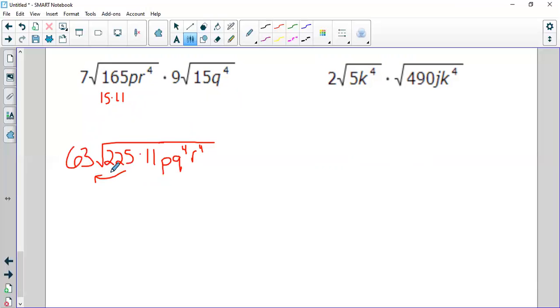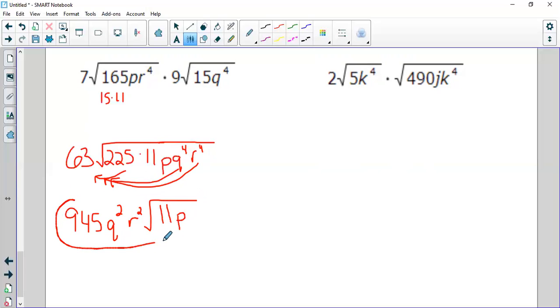So now let's take all of our perfect squares out. 225 comes out as a 15. So the 63 that's there times 15 gives me 945. The P stays because it's a first power. The Q has an even exponent. Bring it out. Divide the exponent by 2 and you get Q squared. The R's got an even exponent. Bring it out. Divide it by 2 and you get R squared. And left inside the radical is the 11 and the P.